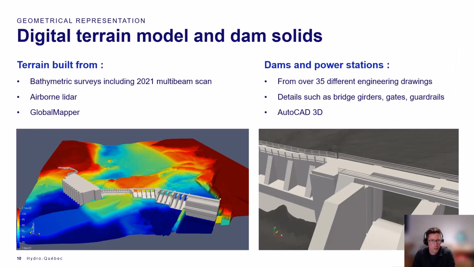The geometrical representation of the facility was built using an assembly of a digital terrain model and dam solids. The terrain was built from various bathymetric surveys, stitched with airborne LiDAR on both banks, and assembled using Global Mapper, exported to STL surfaces. The dams and power stations were drawn from 35 different engineering drawings. Details such as bridge girders, gates, and guardrails were rendered using AutoCAD 3D.